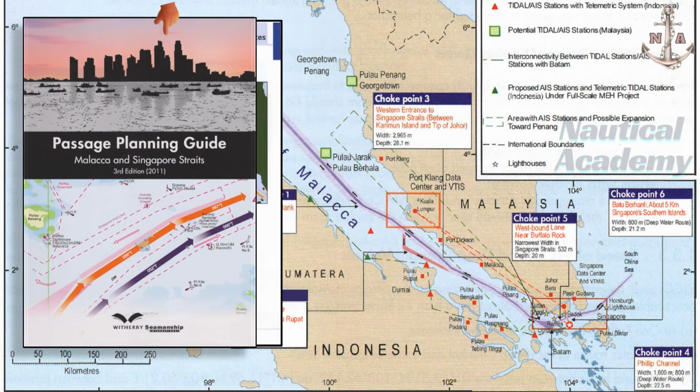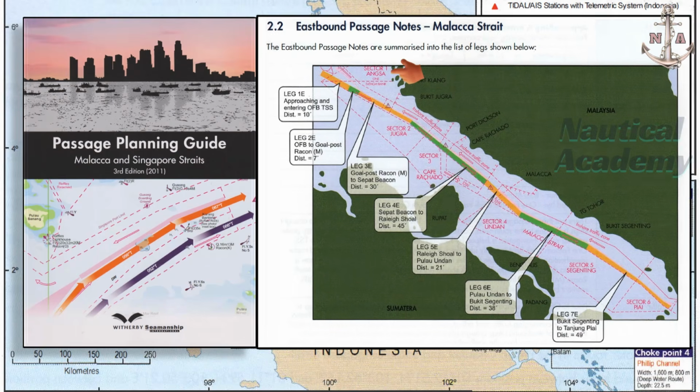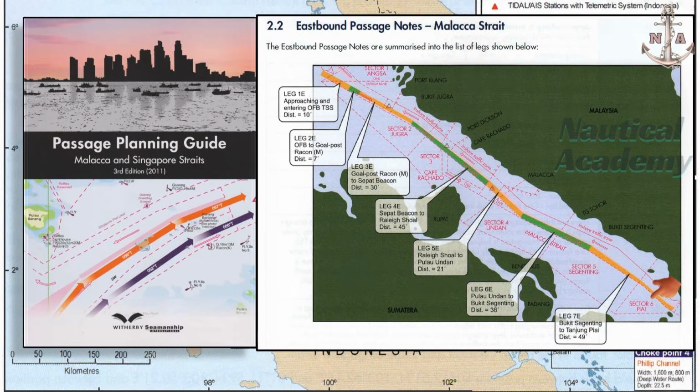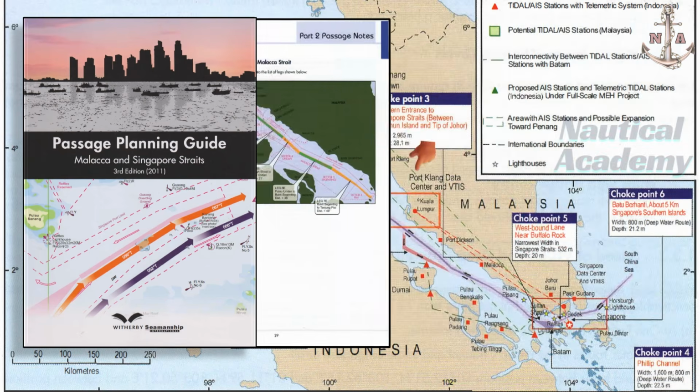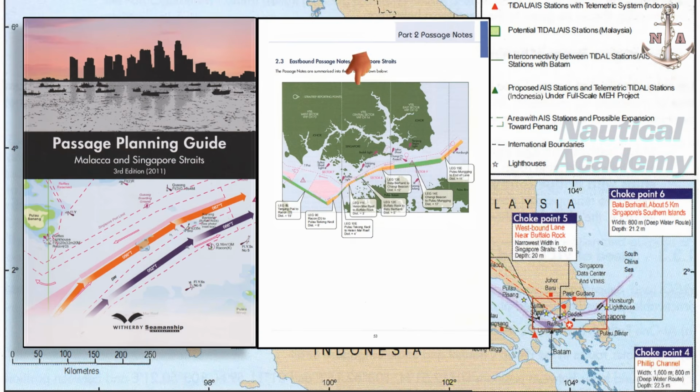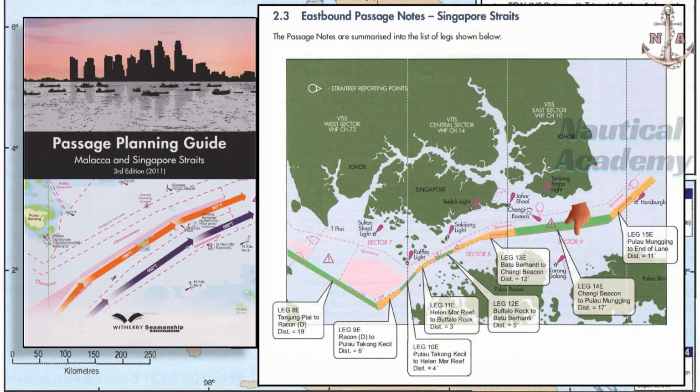On page 29 of this publication, we can see that the Strait of Malacca is divided into 6 sectors: Sectors 1, 2, 3, 4, 5, and 6. The recommended track consists of 7 legs, designated as Leg 1 Echo through Leg 7 Echo. On page 53, Singapore Strait is shown, which is divided into 3 sectors, Sectors 7, 8, and 9. The recommended track consists of 8 legs, designated as Leg 8 Echo through Leg 15 Echo.